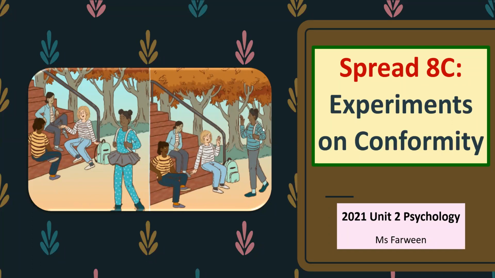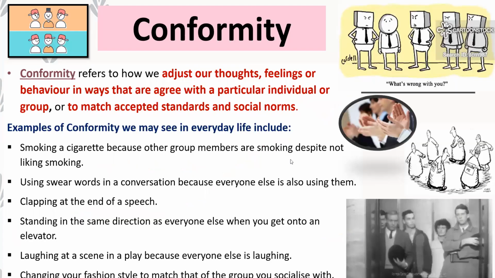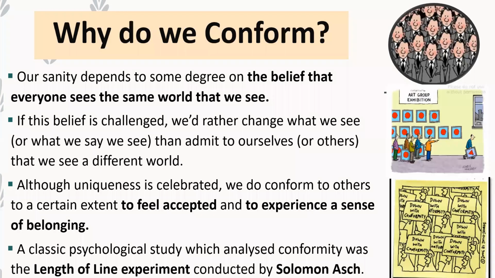So she kind of fits in and wears the same striped jumper the next day. Okay, so that's an example of how you might change your fashion style to match that of someone else's. Conformity can be good, as we know, but conformity can also be bad as well. Okay, so we'll learn a little bit more about that.